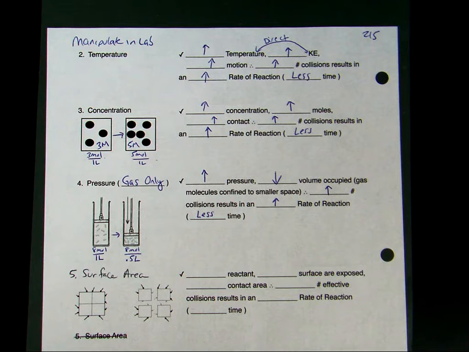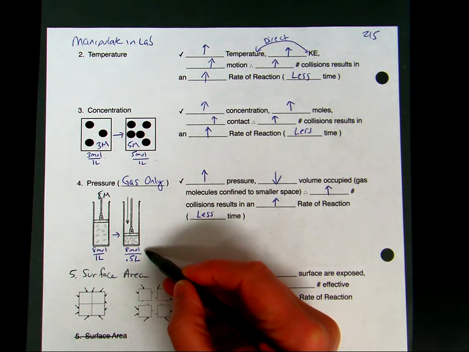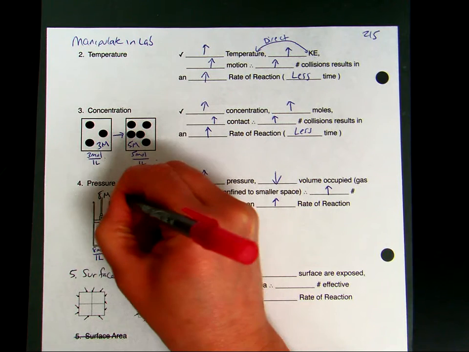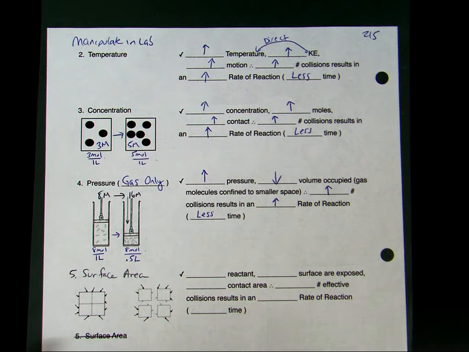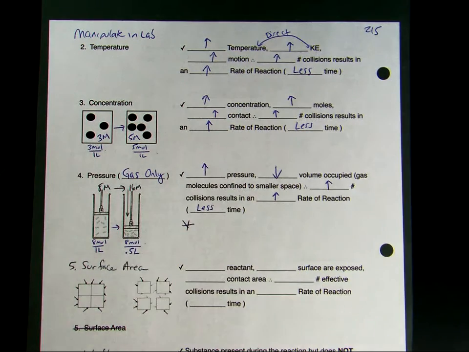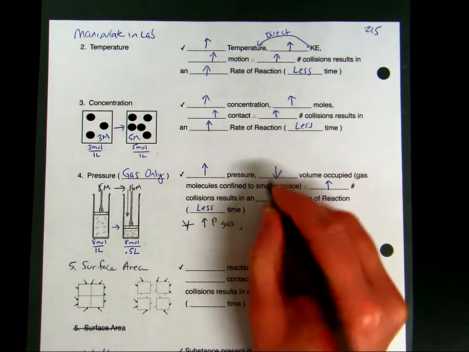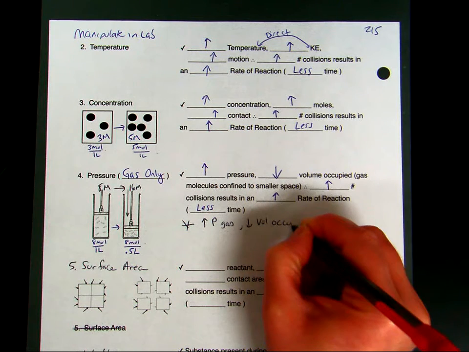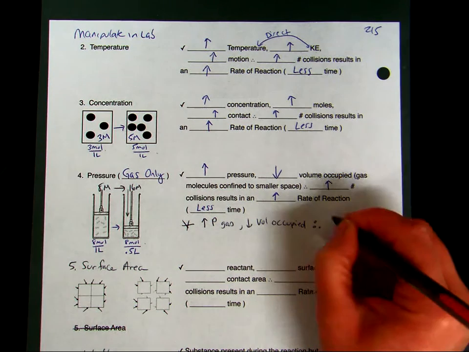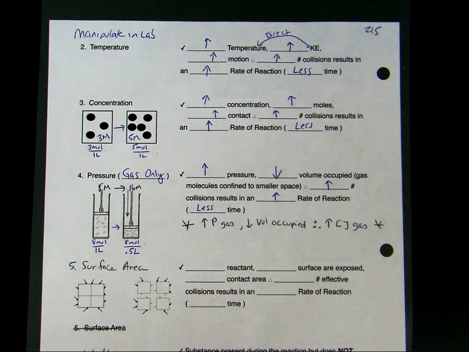So in this case, I go from a sample of gas representing a concentration of 8 molarity to a gas concentration of 8 divided by 0.5, which is 16 molarity. So pressure is one way to manipulate the concentration of a gas. So let's make a little bit of a note. When you increase the pressure on a gas sample, you decrease the volume occupied. So therefore, you cause an increase in the concentration of that gas sample. So pressure is used to manipulate the concentration of a gas.